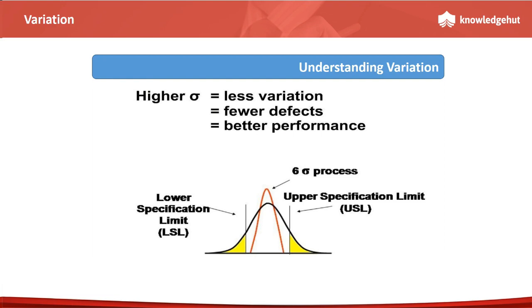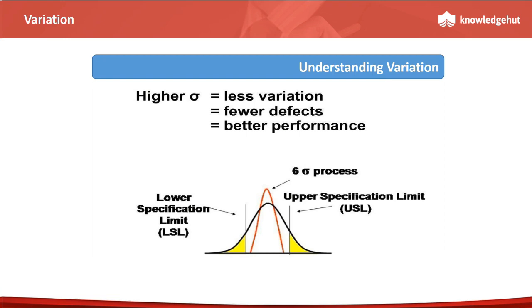The higher the sigma level that we have, the lower the standard deviation that we have, because you are able to fit a high number of sigmas within the specification limit without moving the specification limits further apart. And with this, we will have better performance, fewer defects.